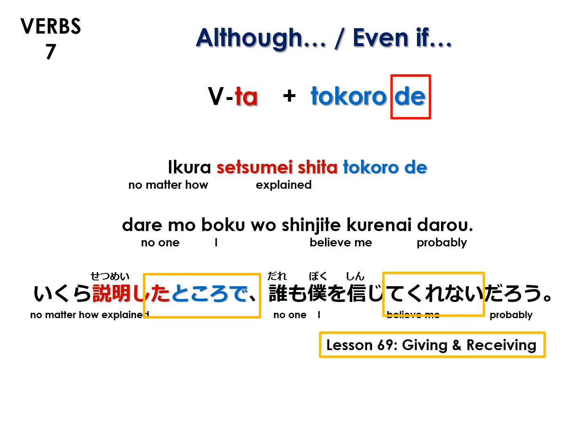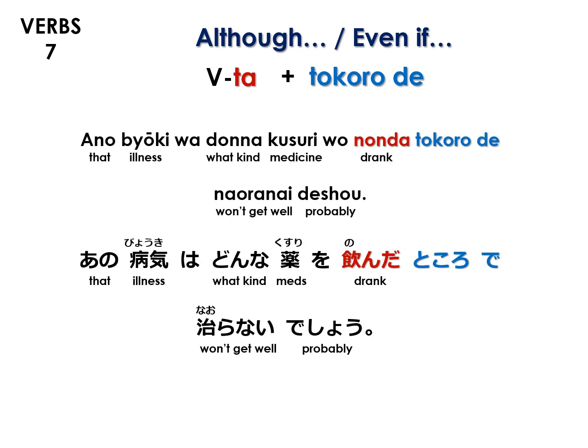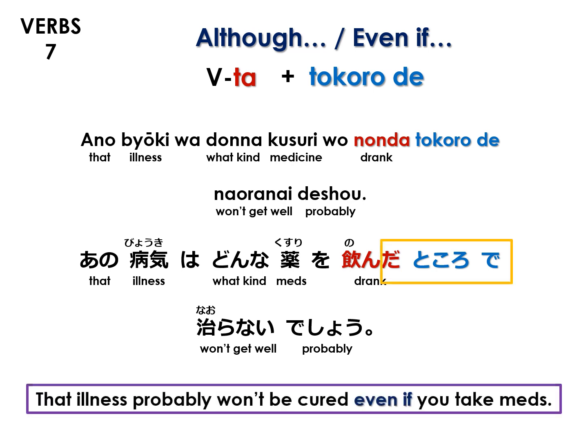Now, the tekoreru conjugation is a giving and receiving of actions conjugation that we learned in lesson 69. The whole sentence translates to, even if I explain hard, no one will probably believe me. Or, no matter how hard I explain, no one will probably believe me. Another example. あの病気はどんな薬を飲んだところで治らないでしょう。Translation: That illness won't probably be cured even by taking medicine.